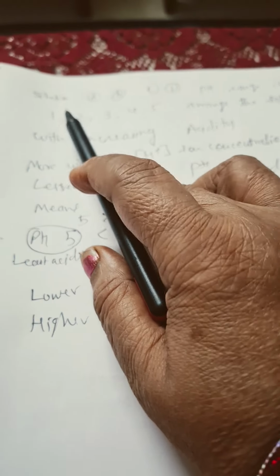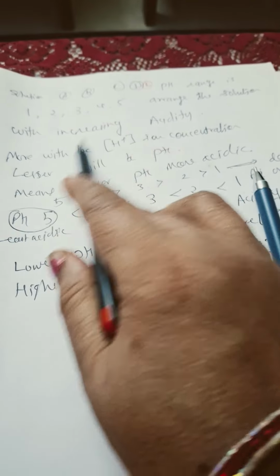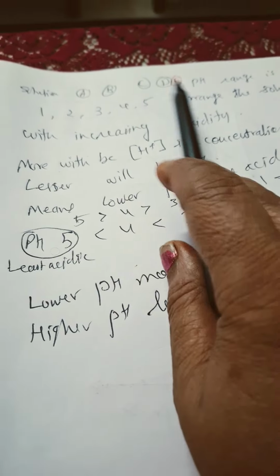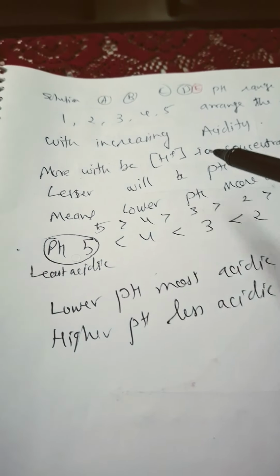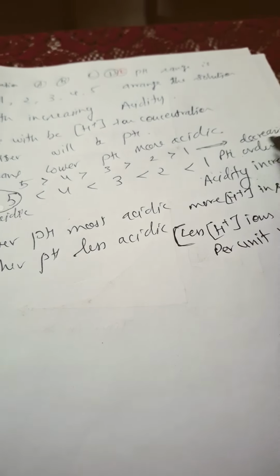Now solutions A, B, C, D, E are given and the pH ranges from 1, 2, 3, 4, 5 respectively. Write down like this. Okay, so arrange them according to increasing acidity. Here it is just the opposite of the alkaline solution. Here, the lower the pH, the more acidic the nature. Okay, so here pH 5 is least acidic, pH 1 is most acidic.